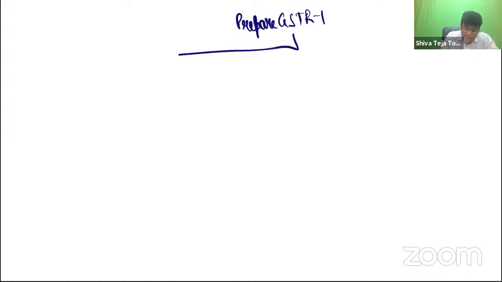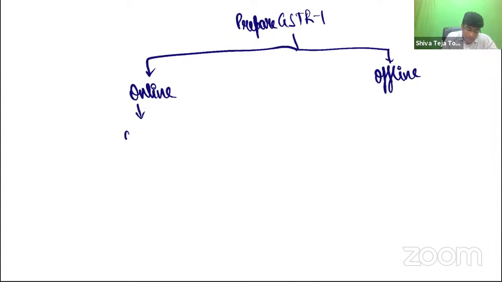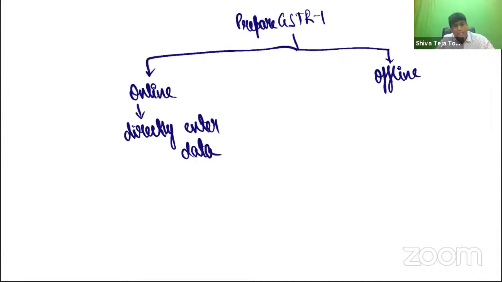Yeah, see here. So friends, what happens is that to file GSTR1, or basically to enter data in GSTR1, in simple terms, to prepare GSTR1, you have got two options. One, straight away online. Second option, offline. Online means directly entering the data on the website itself.